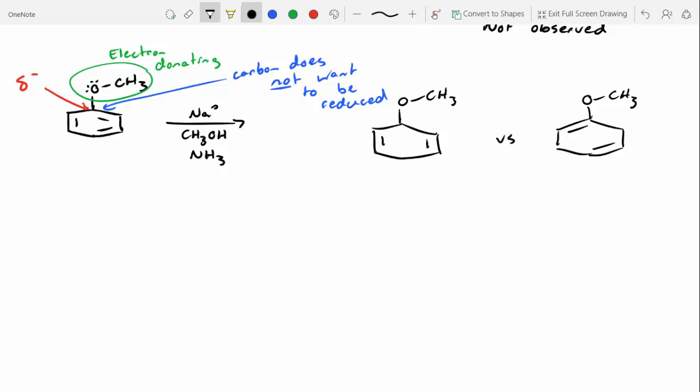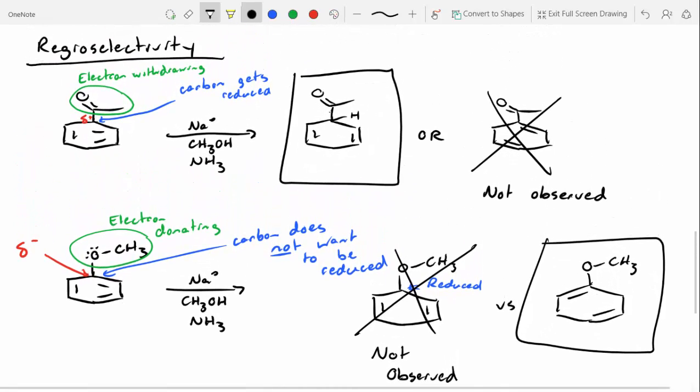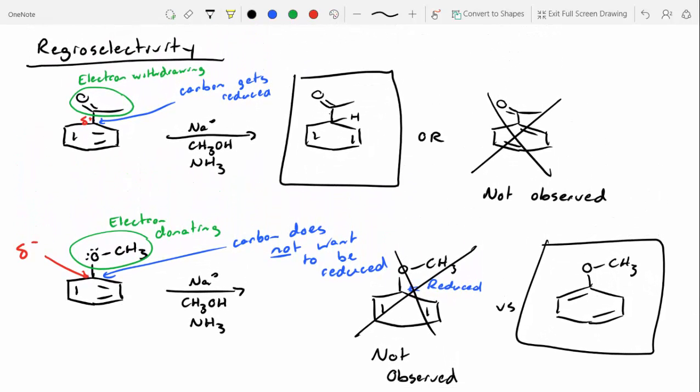Which one do you guys think it'll be, the left or the right? The right. If we look at this one, we would say this one has reduced carbon, meaning that this one is not observed. This one will be exclusive. So if we compare these two, you see how the double bonds in the top one were going vertically up and down? But with an electron donating group, they're now kind of going diagonally. You can more or less predict the outcome of Birch reductions by using this methodology.